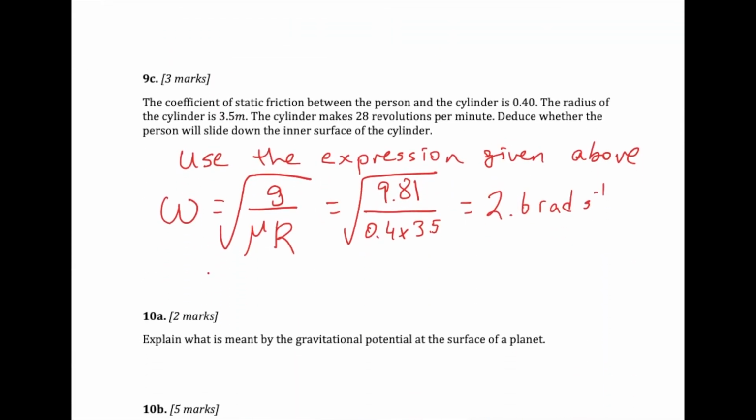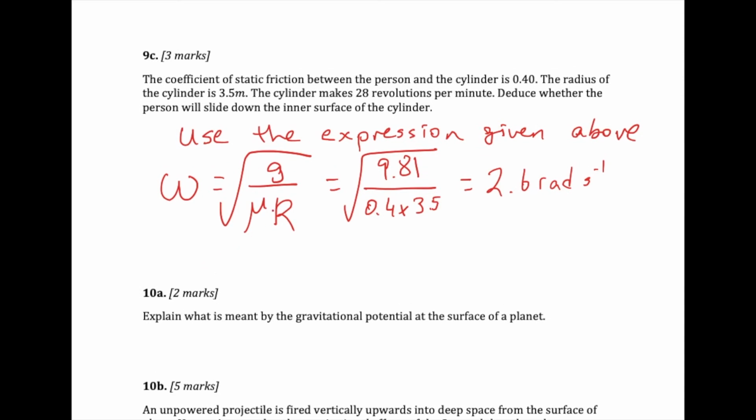So 9c actually asks us to use that expression. In a lot of IB questions, you will see that first you're asked to derive or show a given expression like we just did, and then the next part actually asks you to use that expression. So even if you can't solve the previous part and show the algebra to get there, you have the expression to solve the next question. So now we're supposed to use this. We know g, we know mu, and we know 3.5 meters. So that calculates to 2.6 radians per second.